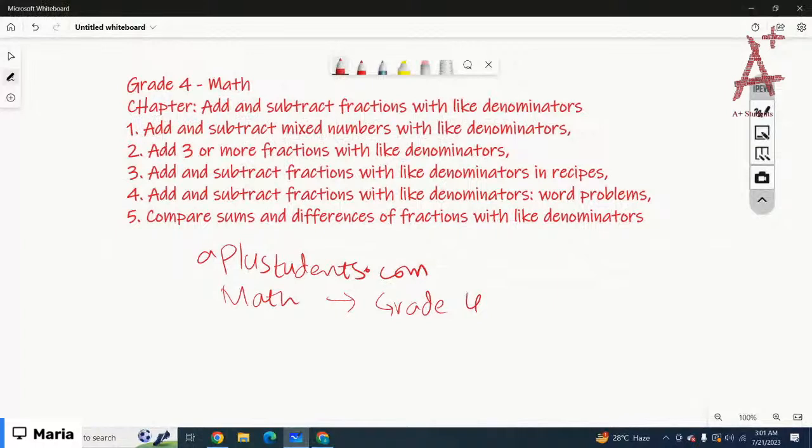The lessons we're going to cover today are add and subtract mixed numbers with like denominators, then add three or more fractions with like denominator, add and subtract fractions with like denominator in recipes, add and subtract fractions with like denominators word problem, compare sums and fractions of sums and differences of fractions with like denominator.